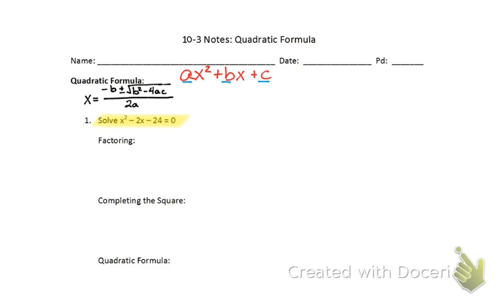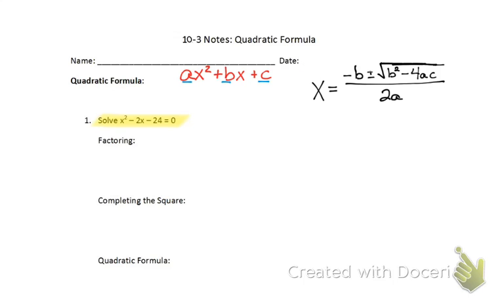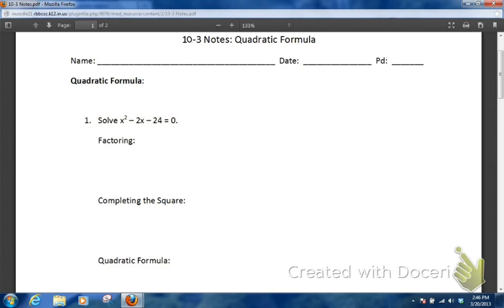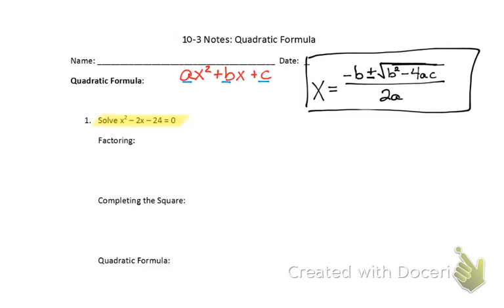You know what? Now that I've written that once, I think I'm going to move it over to the side so I can write it bigger. Okay, so there you have it. There's your quadratic formula. X equals negative b plus or minus the square root of b squared minus 4ac all over 2a.